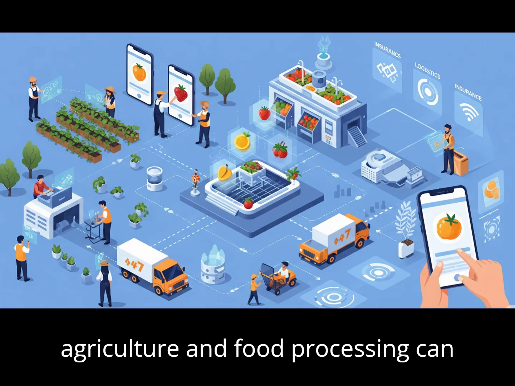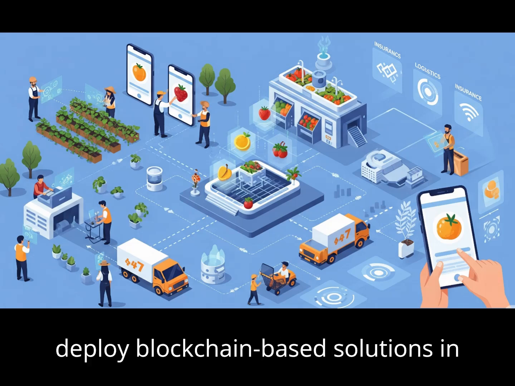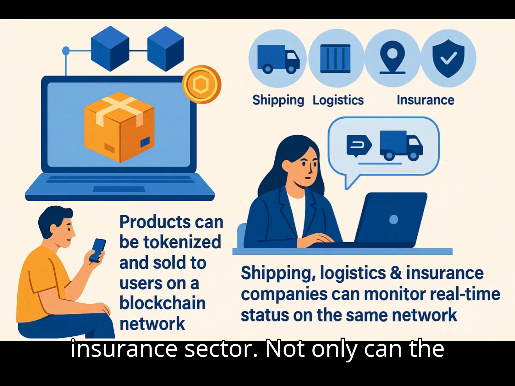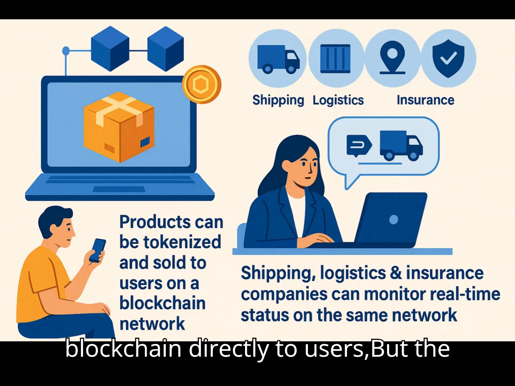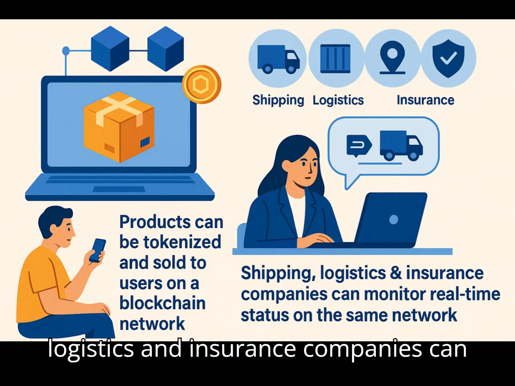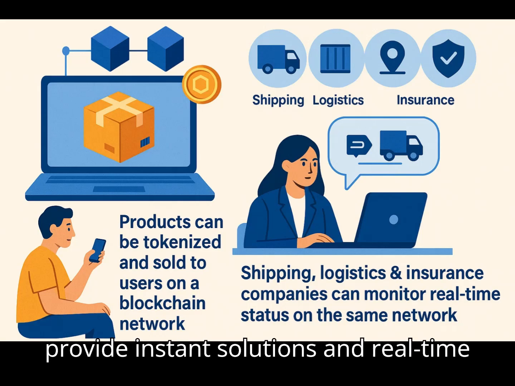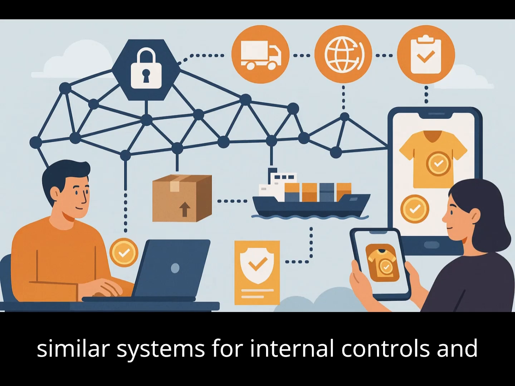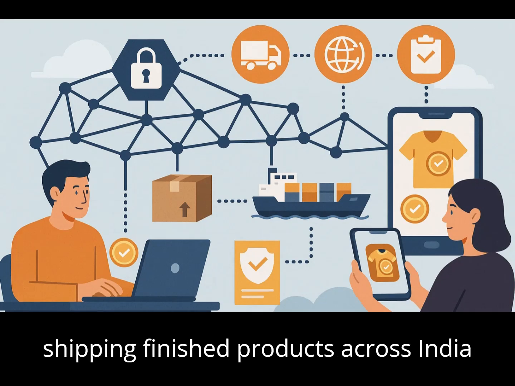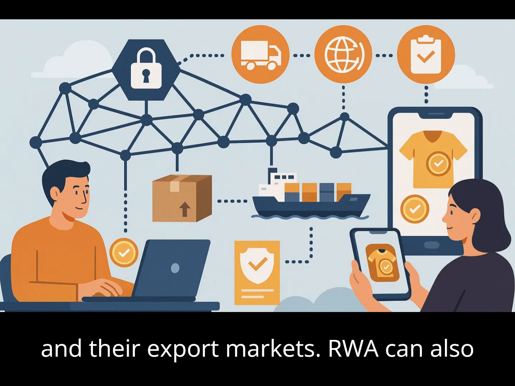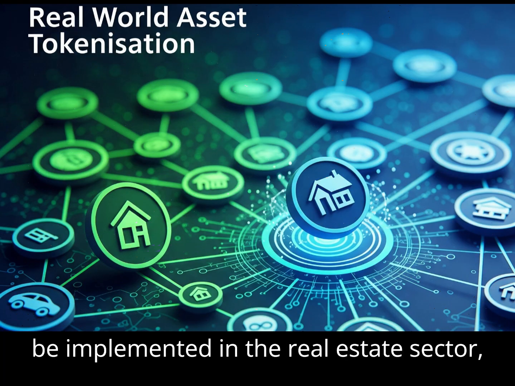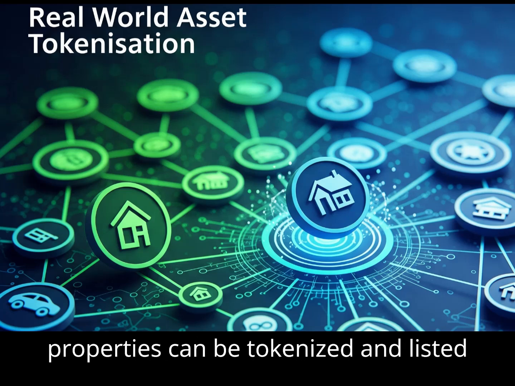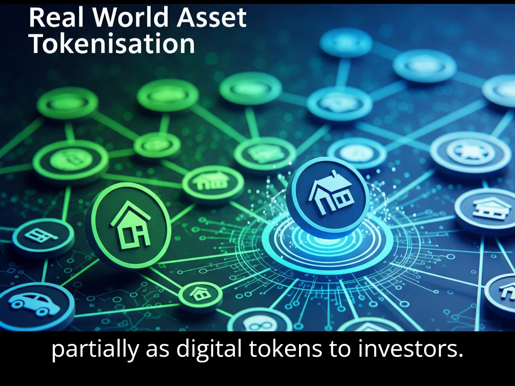Sectors like agriculture and food processing can deploy blockchain-based solutions in tandem with logistics businesses and the insurance sector. Not only can the products be tokenized and sold on blockchain directly to users, but the logistics and insurance companies can provide instant solutions and real-time updates on the same network. Manufacturing companies can also use similar systems for internal controls and shipping finished products across India and their export markets. RWA can also be implemented in the real estate sector, where residential and commercial properties can be tokenized and listed partially as digital tokens to investors.